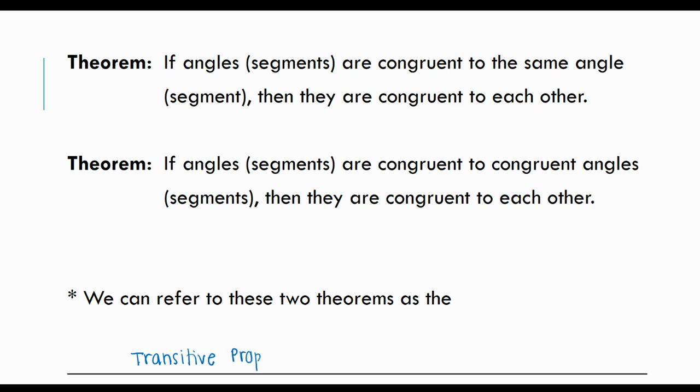Essentially what this means is that we're looking for a common link. If we can link pieces together, then they are going to be congruent through this transitive property.